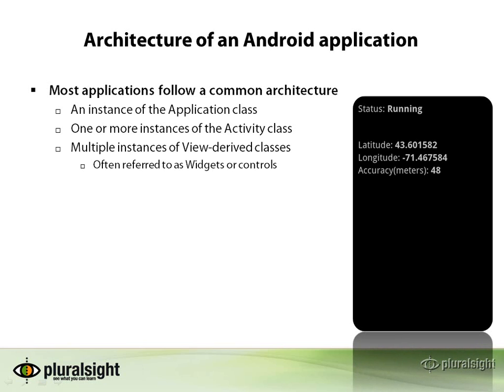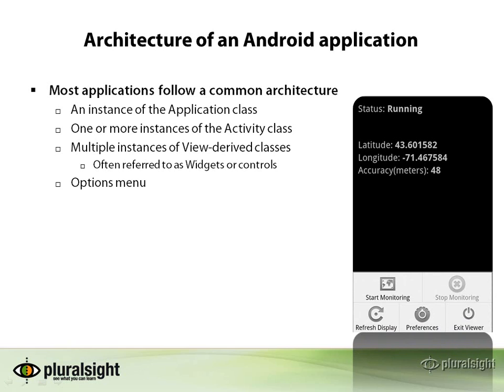And on that activity are a series of view-derived classes. In terms of the Android nomenclature, a view is any kind of control. So this is a label here where it says status. This is another label where it says running. If we had a button, that would be another view-derived control. These are often referred to as widgets in Android terminology. And of course, we pretty much always have an options menu. That's where the user makes the choices of the things that they want to do. When they hit the menu key on an Android device, this is what pops up. So they're the root of what we have.